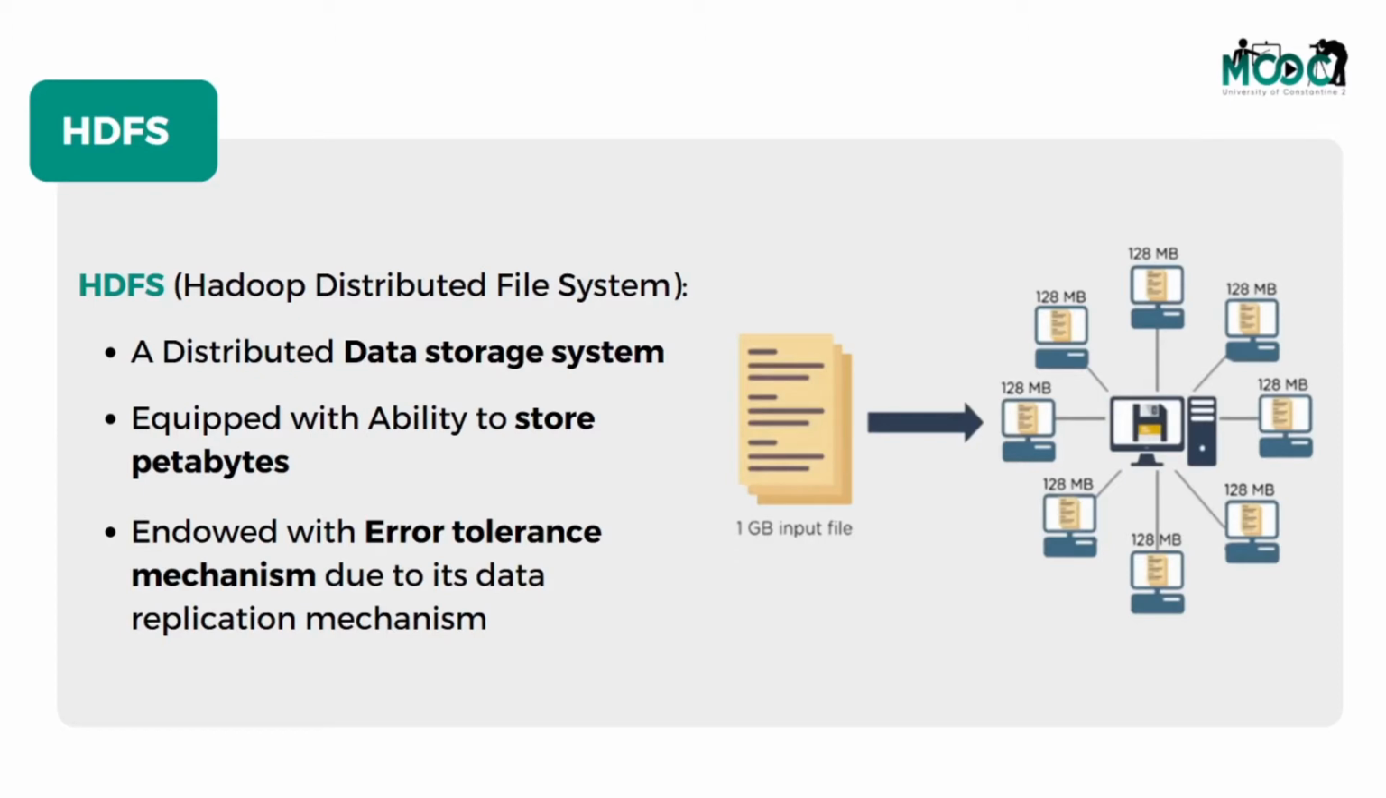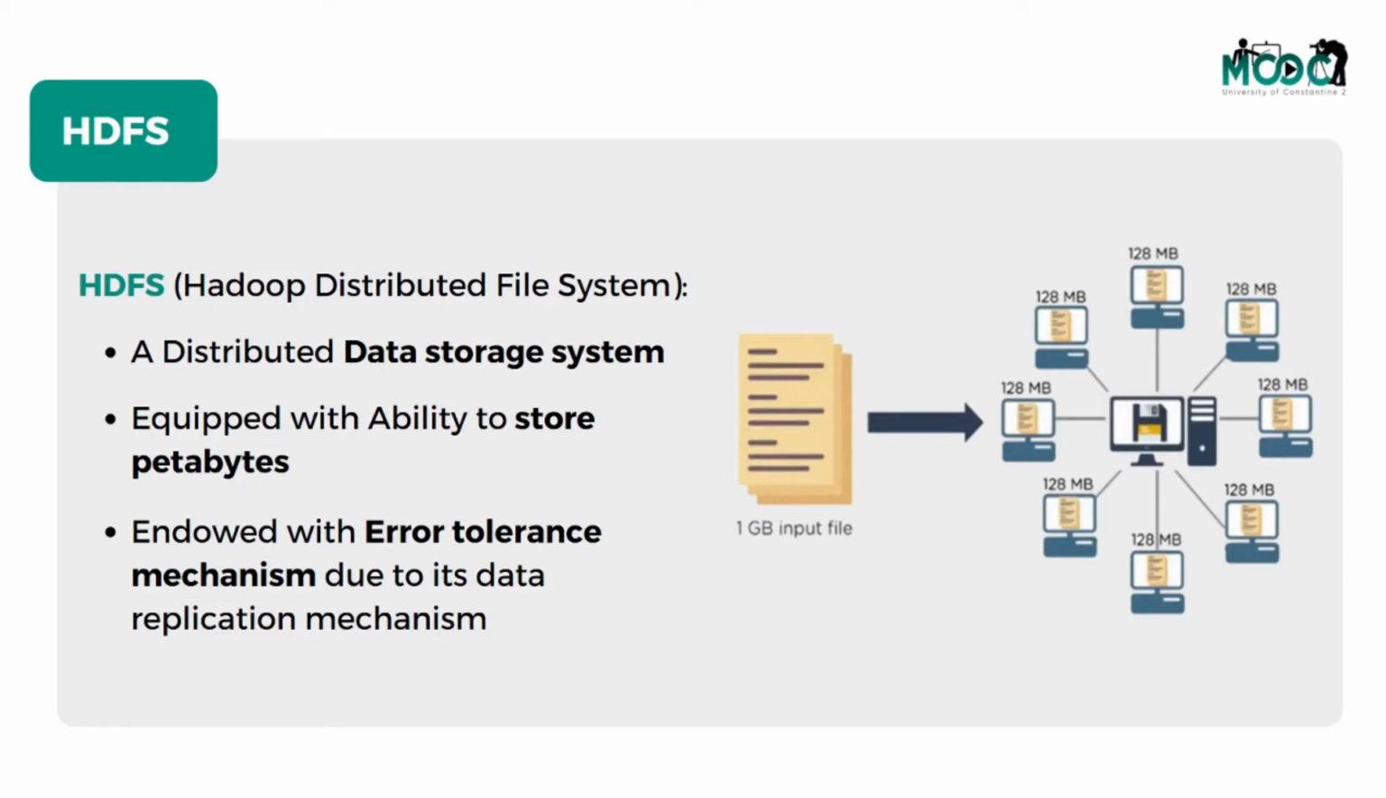HDFS is a distributed storage system that supports petabytes of data. So each file of data will be divided into many data blocks. Furthermore, it is endowed with an error tolerance mechanism that is ensured due to data replication.